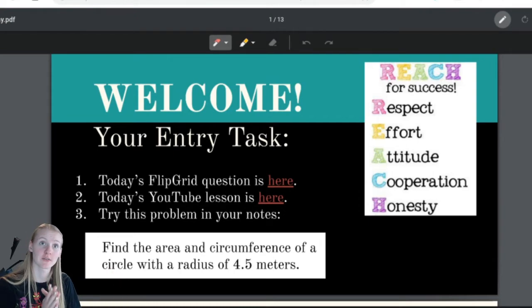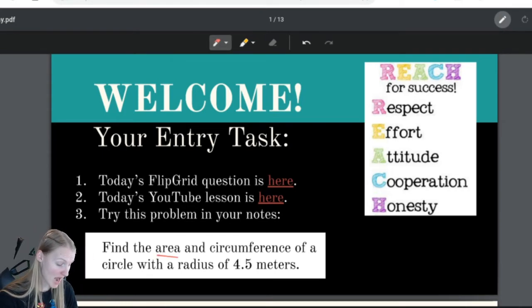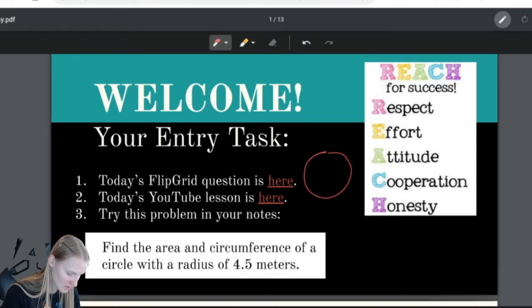Now, pause the video, and try this problem in your notes. And then unpause it to check your answers with me. Okay, we are asked to find the area and circumference of a circle with a radius of 4.5 meters. I want to get a visual of what this looks like. So a circle with radius 4.5 meters, something like that.